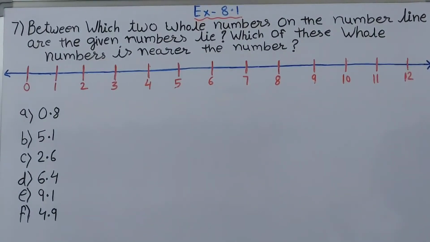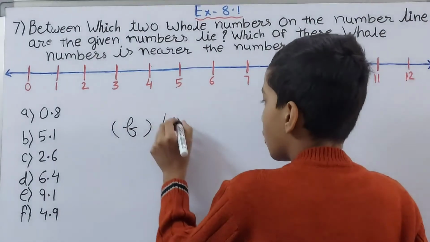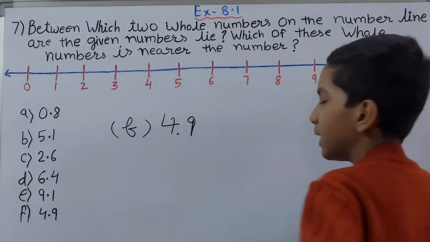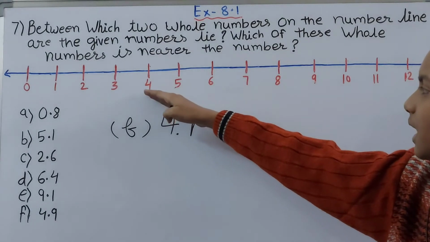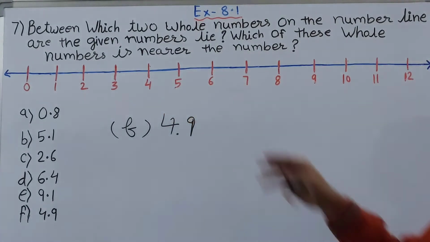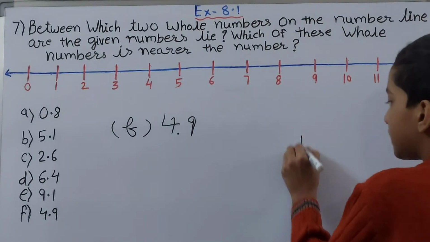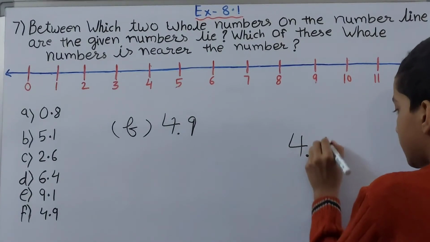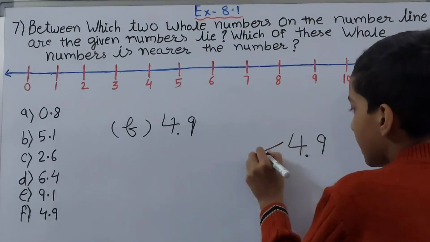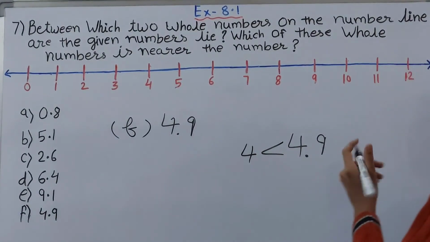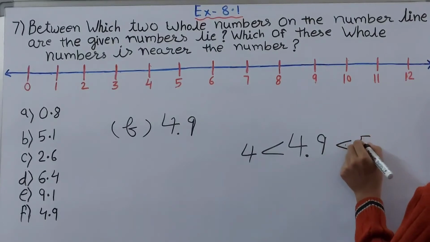Now friends, let's see the F part. So this is the F part, which is 4.9. Alright. So now over here you can see 4.9. 4 is here, so that means this will be lying around 4 and 5 like this. So the two whole numbers that we have are 4 and 5. But friends, as always, after the point we are having 9. So that means this 4.9 is greater than 4 wholes, but it is not making 5 wholes. So that means it is smaller than 5 wholes.